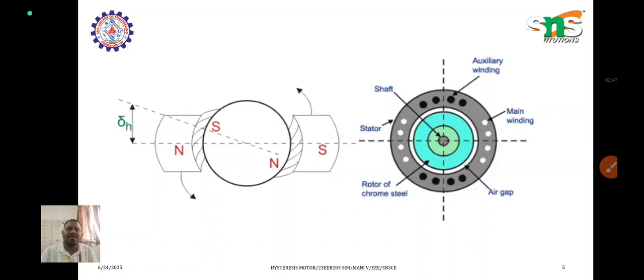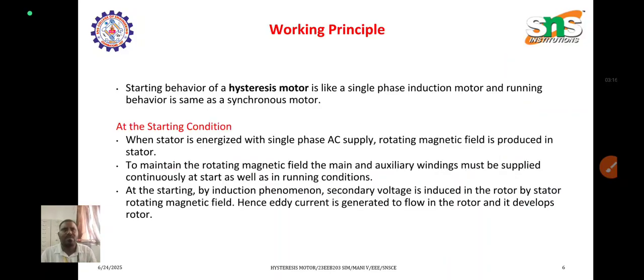And this is the schematic diagram. There will be an auxiliary winding and a main winding. The auxiliary winding is also called the starting winding. In between the stator and the rotor there will be an air gap, and a rotor of chrome steel. The outer part is the stator and the inner part is the rotor. In the inner part there is a shaft, and around the shaft the rotor is mounted.